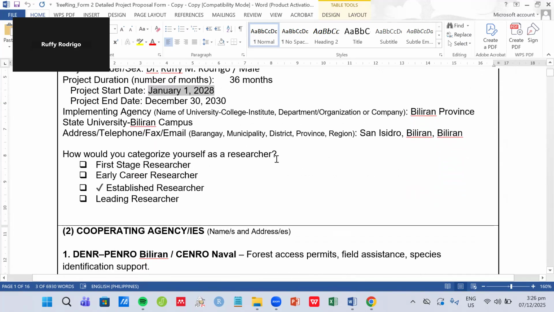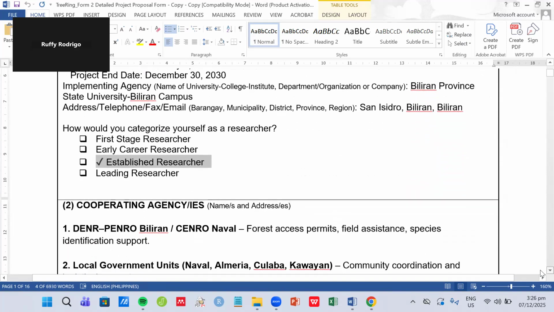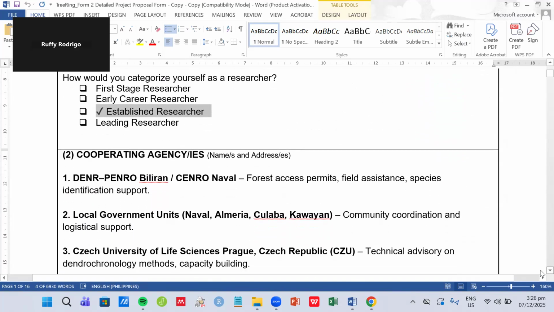And how would you regard yourself as a researcher? So I would be an established researcher because I have already handled million-peso projects back in my previous studies in Germany and also the Czech Republic. I would say I have almost 30 authored and co-authored manuscripts in Elsevier, so that makes me more confident to write there as a researcher.